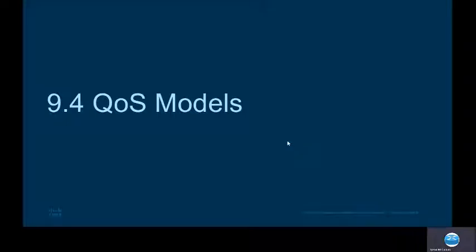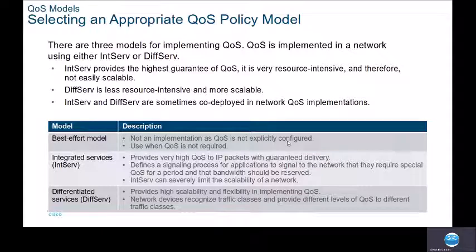All right, QoS models. Selecting an appropriate QoS policy model. So there are 3 service models for QoS. It's implemented in a network using either IntServ or differentiated services. IntServ provides the highest guarantee of QoS. It is very resource intensive and therefore not easily scalable. DiffServ is less resource intensive and more scalable. IntServ and DiffServ are sometimes co-deployed in network QoS implementations.